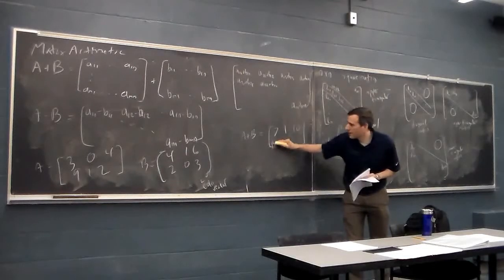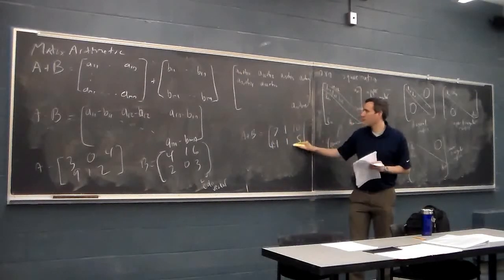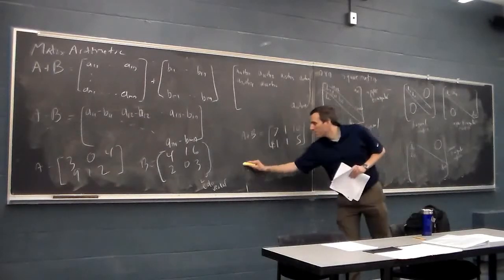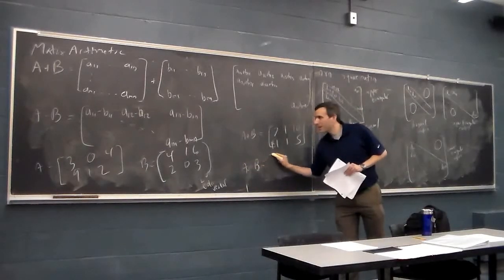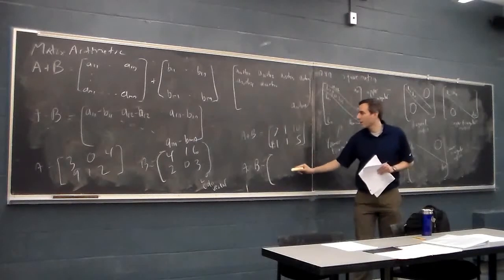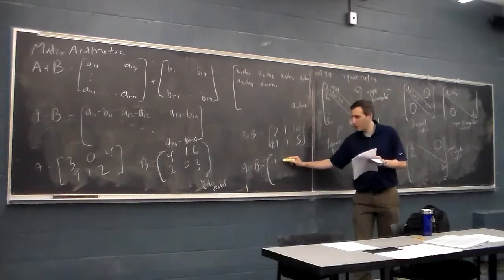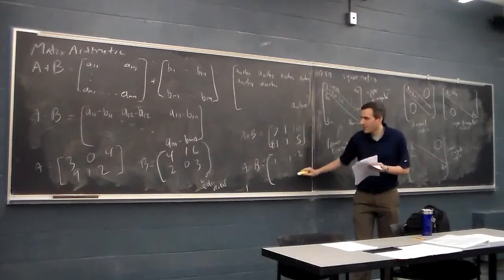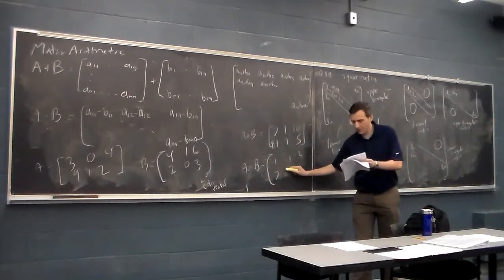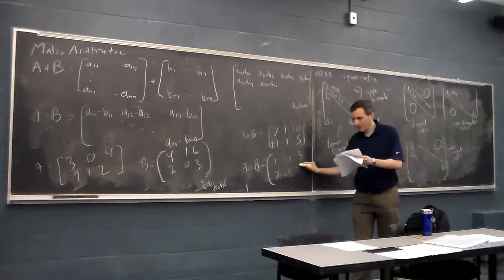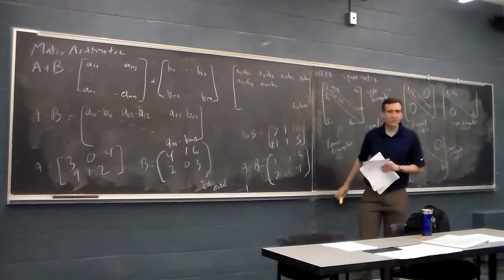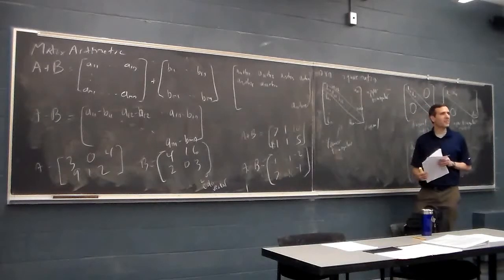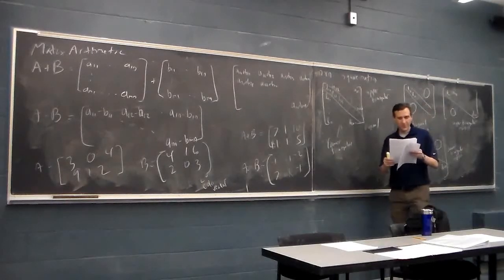Yeah, so 11, 1, 5. Okay, and A minus B would be computed basically the same way. So 3 minus 4 would be minus 1, minus 1, yeah, minus 2, 7. Okay, so that's addition and subtraction of matrices, and that's pretty straightforward, I think.